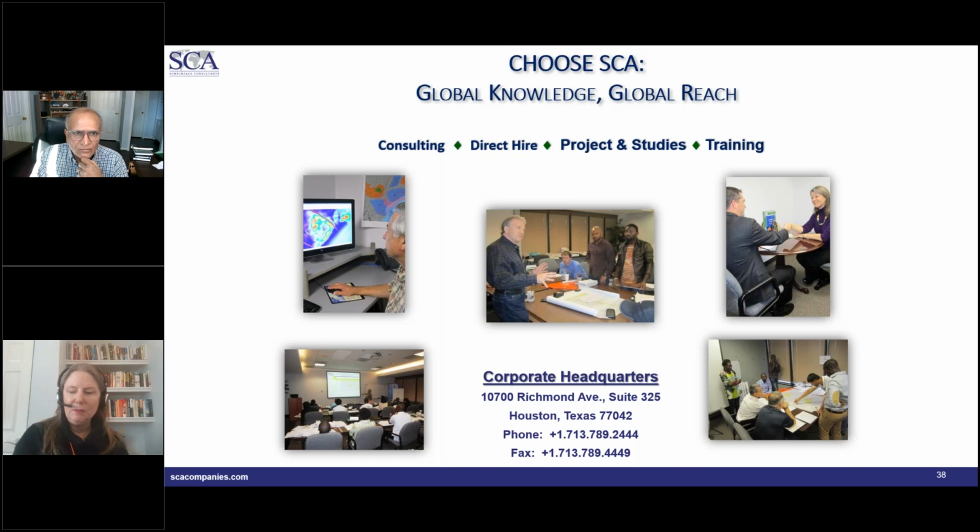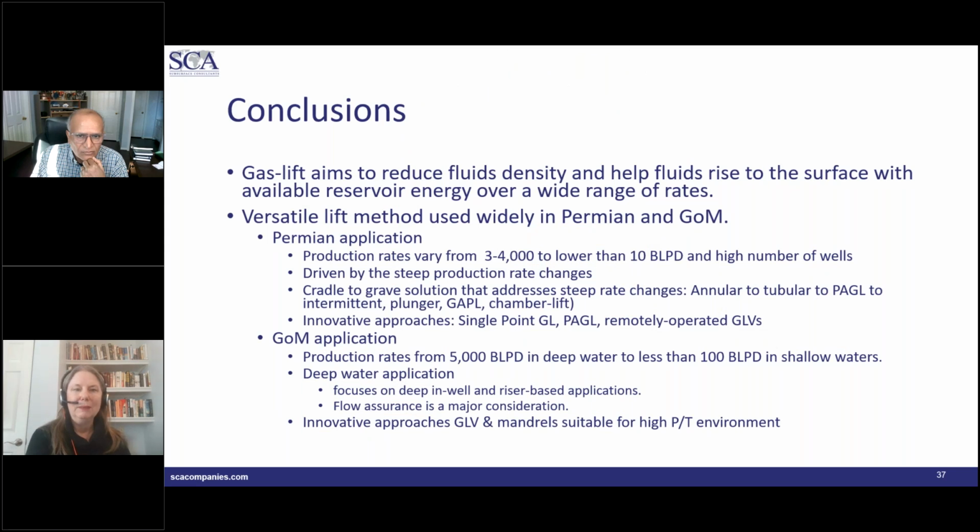Can you talk a little bit more about the flow assurance challenges? You mentioned hydrates in the Gulf. What might be the challenges you could encounter with flow assurance in the Permian and with gas lift?